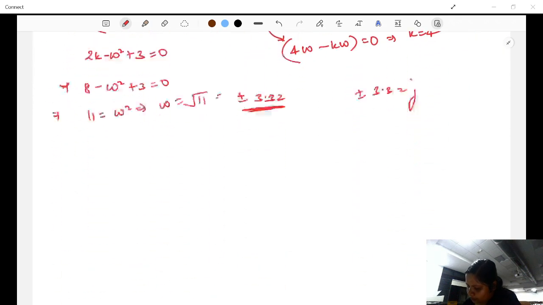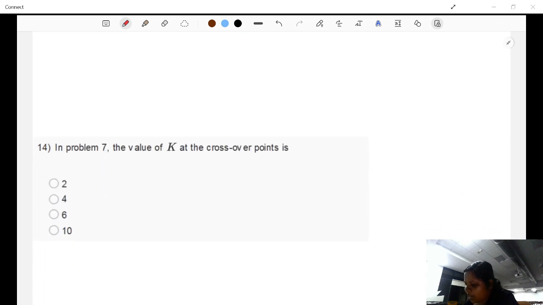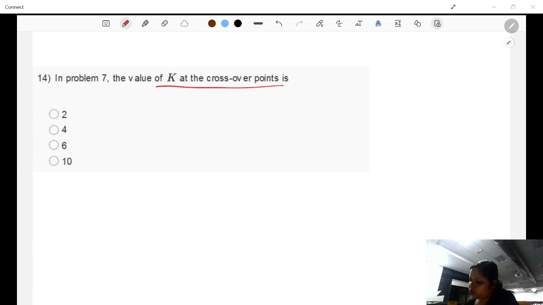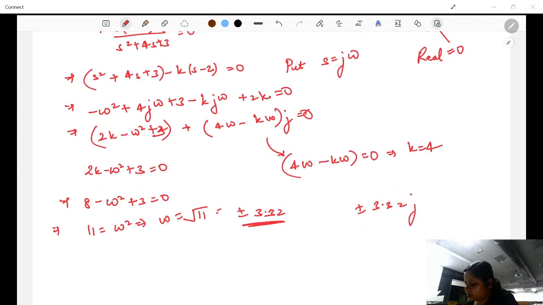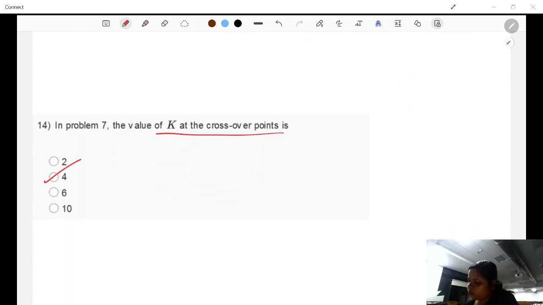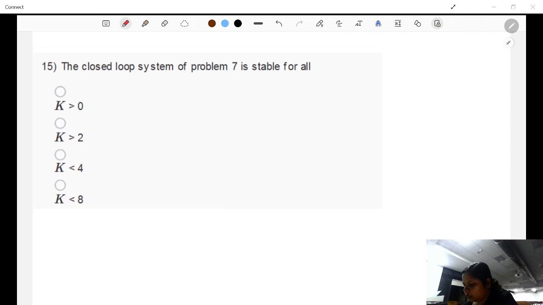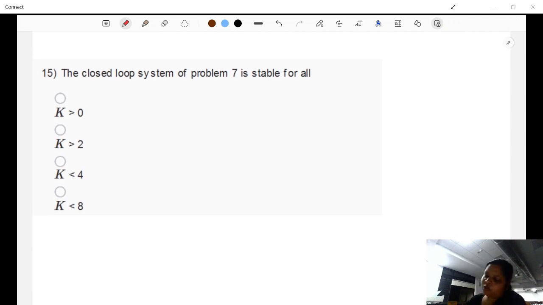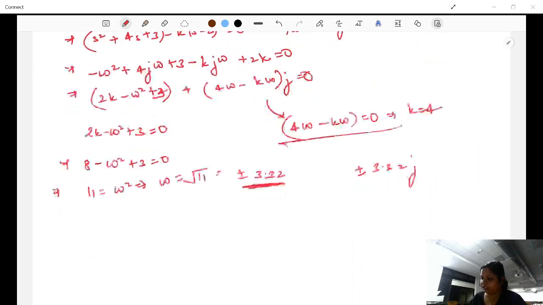From this. And the next question that you have is the value of k at the crossover point. So you already found that k is equal to 4, right? From here. So that is the only value. Then the closed loop system is stable for what? This is your question. So okay, I'll tell you, but before that, k less than 4, madam. Yeah, k less than 4, and we'll see this in MATLAB also.